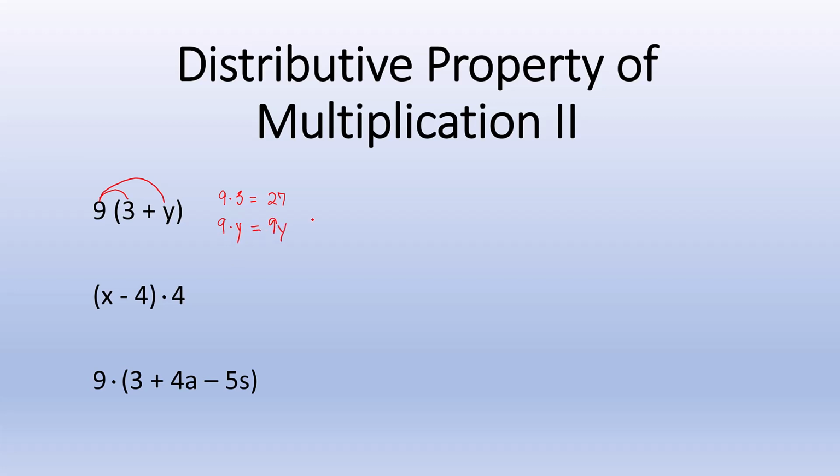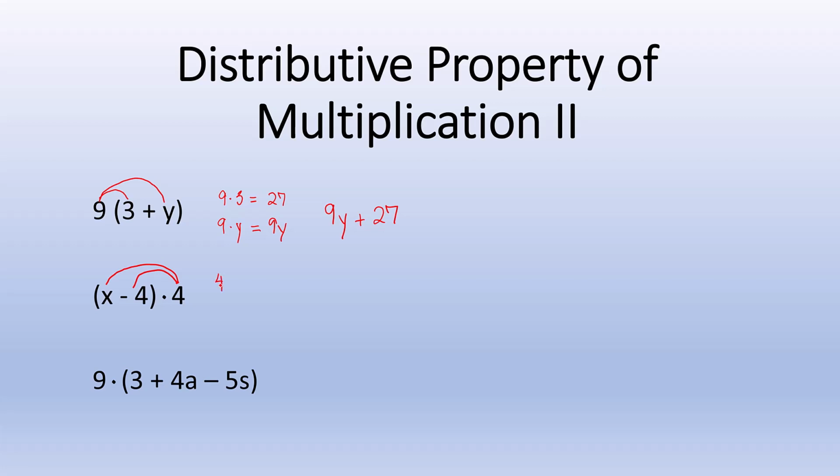So our final answer will be 9y plus 27. In the second example, we have x minus 4 inside the parentheses. We're going to multiply 4 by each component of the parentheses. So we're going to have 4 times x, and we're going to have 4 times minus 4.